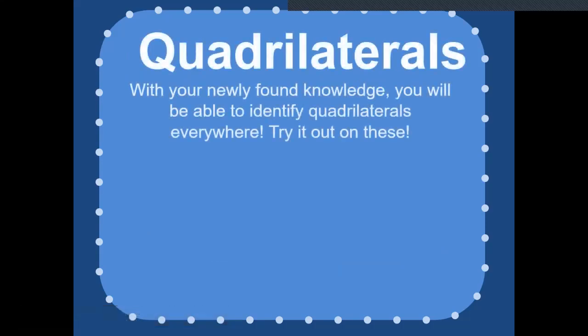So here we are, quadrilaterals. With your newly found knowledge, you will be able to identify quadrilaterals everywhere. Try it on these. All right, y'all call out, what's the name of this purple one I'm showing right here? Square. Triangle. Rectangle. We're looking at quadrilaterals, so it has to be something that's four-sided. Think about it, if you look at this, what shape would you say it is?